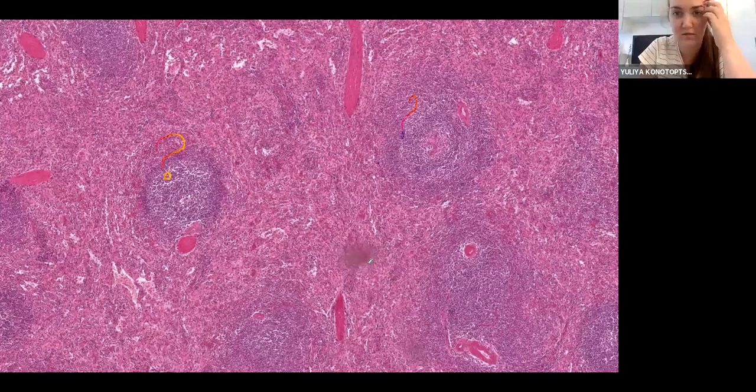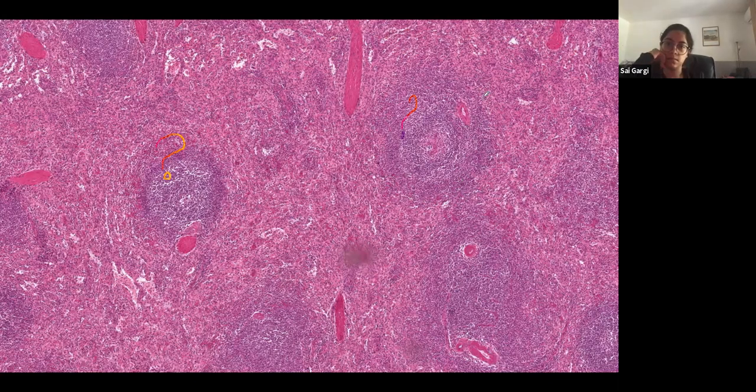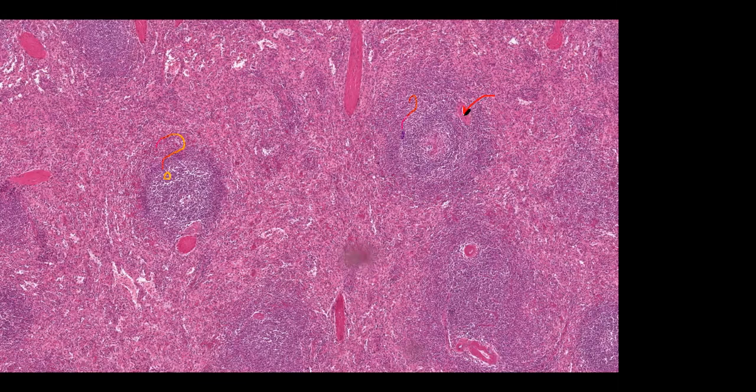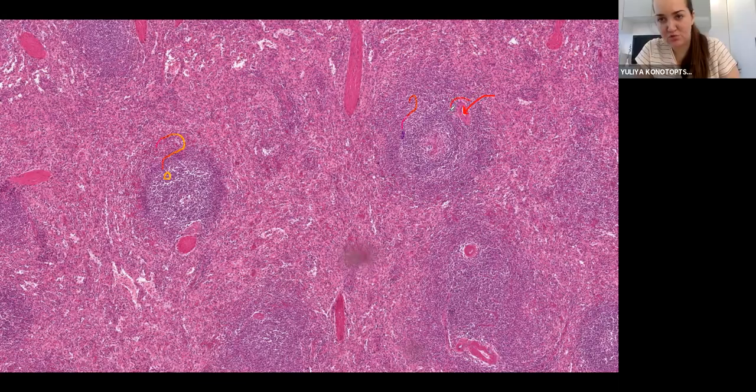Staining is H&E, just less intensely washed out. Okay, so look at the structure. This is a white pulp. How do you know that this is white pulp? Presence of the central vessel. So here's your vessel. How do you call this vessel? Central artery. Central arteriole.